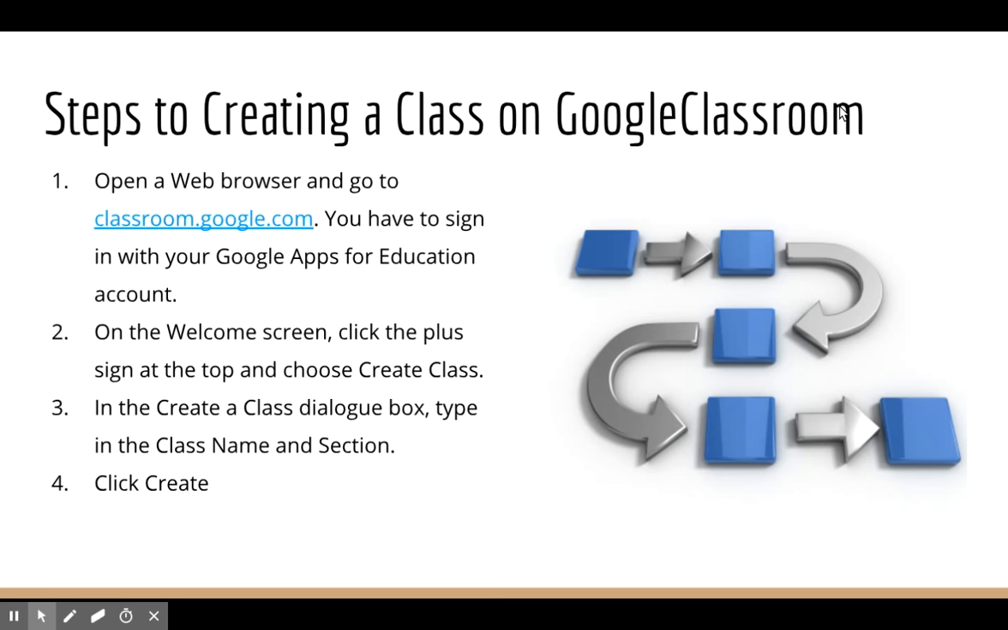The second step is on the welcome screen. You'll click the plus sign at the top and choose Create a Class. Don't worry if I'm going too fast. I'm going to walk you through this in just a minute. The third step, in the Create a Class dialog box, type in the class name and section. So this can be first period or AP Human Geography or Calculus, or it could be pottery, whatever your class is that you're trying to teach. And number 4 is click create, and everything is there for you.